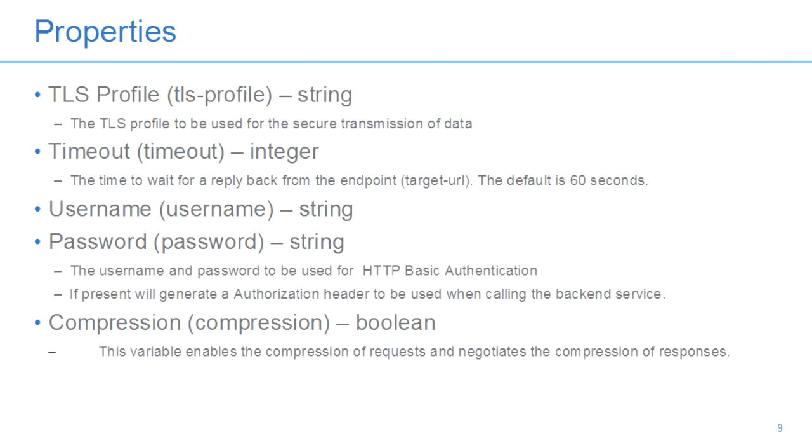The other thing we have is compression. So whether you want your response compressed or not, you can select a compression Boolean variable to say, yes, I want my request to be compressed. And that uses the basic DataPower compression algorithm to compress those.